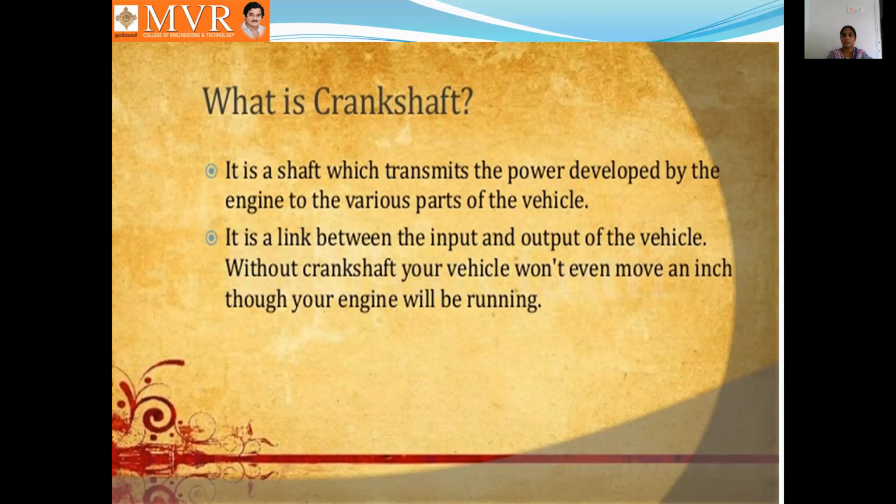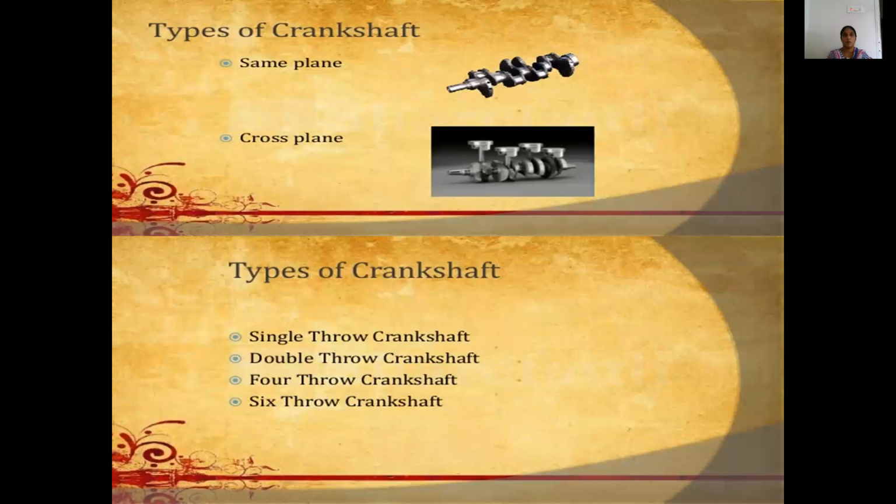In the crankshaft itself, there are different parts. It has the crank pin, and also the web. Next, the flange. These are the different parts of the crankshaft. Next, the types of crankshaft: it can be in the same plane or in the cross plane. If you see this diagram, this is where the power will be transmitted. This is the shaft.